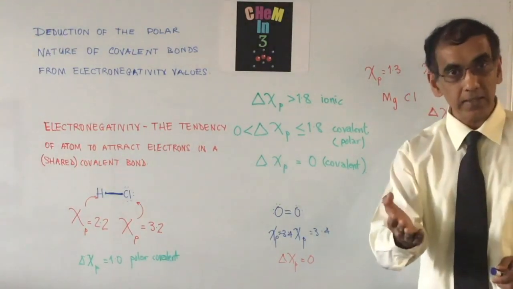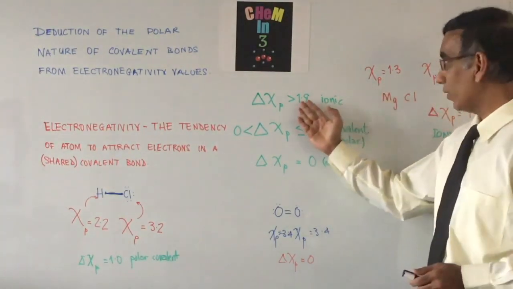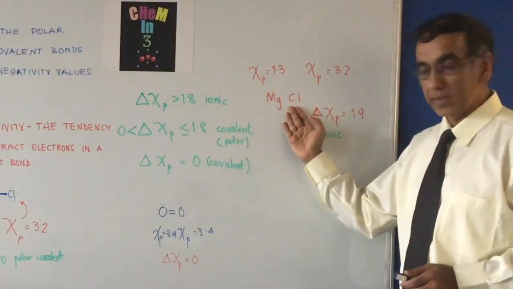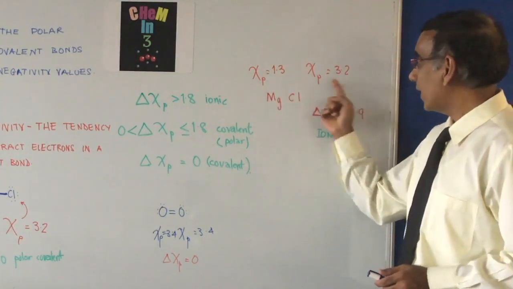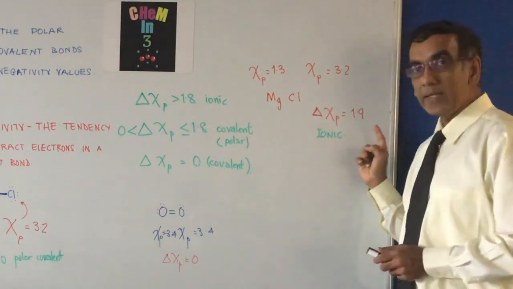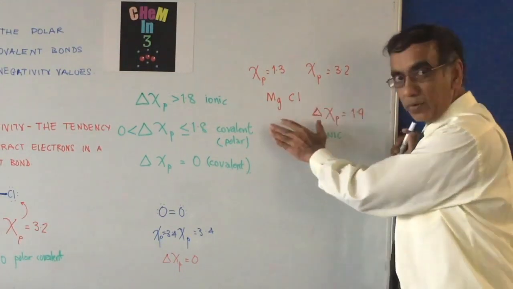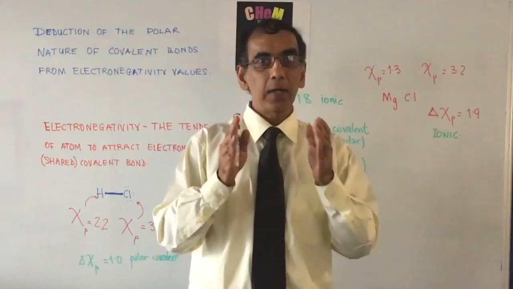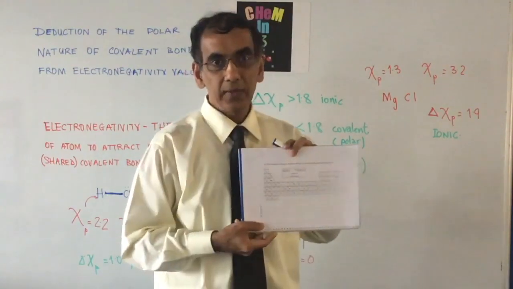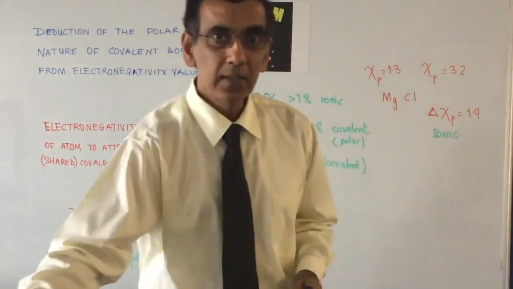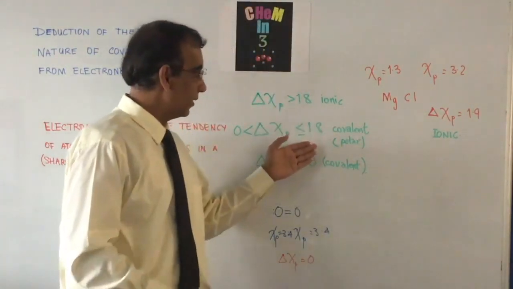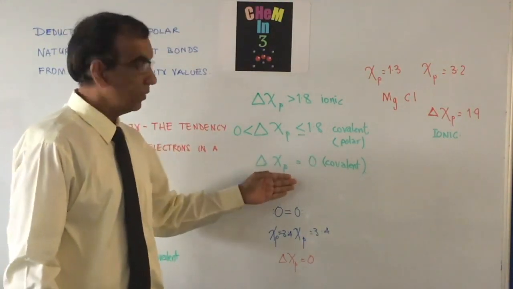And of course we have those cases where you have a huge difference, greater than 1.8, in the electronegativity values, like here in magnesium chloride, for example, where the difference in electronegativity values between magnesium 1.3 and chlorine 3.2 is 1.9. That makes magnesium chloride an ionic compound. Now I would like you to access a table of electronegativity values from page 8 of the IB data booklet and to use it to classify the following molecules either as ionic, polar covalent, or covalent.